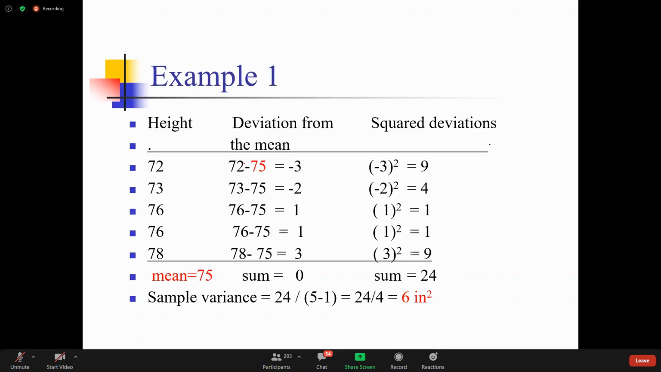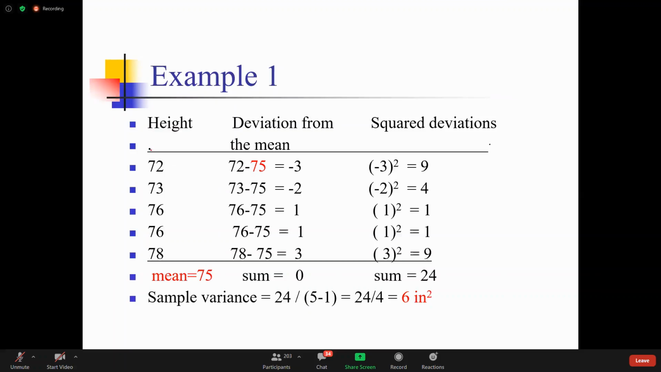As we said, what do we do first? We calculate the mean, okay? So first we calculate the mean, which is in this case 75, 75 inches. So that's the mean in this case. How do you calculate the variance? Okay, that we do it.